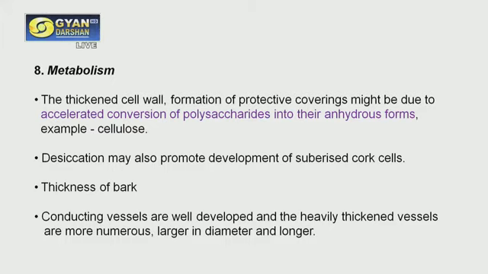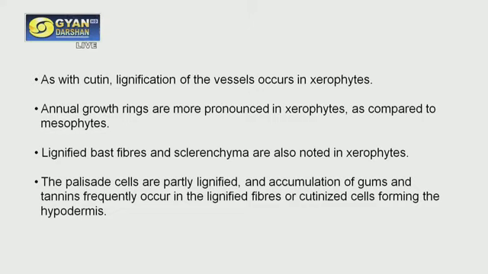Thickness of the bark, it is very much thick. Conducting vessels, very much well developed. And therefore, the translocation is very powerfully maintained, because these conducting strands or vascular strands are very much well developed. As with cutin, lignification occurs. Annual growth is very much prominent. Even secondary growth is very much prominent. Lignified bast fibers and sclerenchyma are also developed. Remember that these were not present in hydrophytes. Palisade cells are partly lignified.